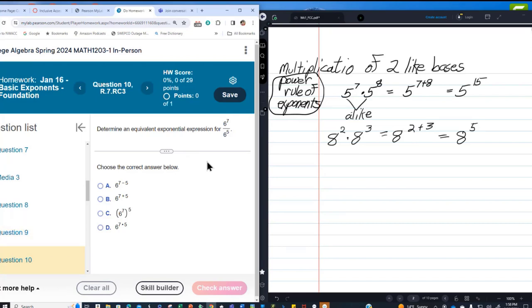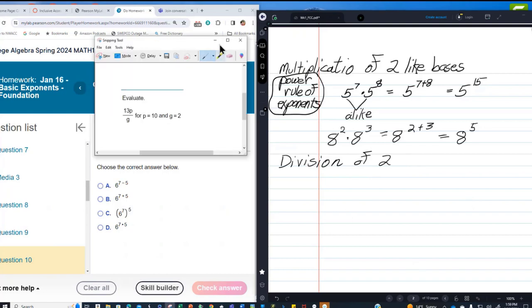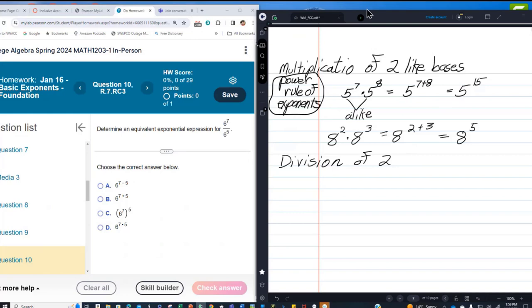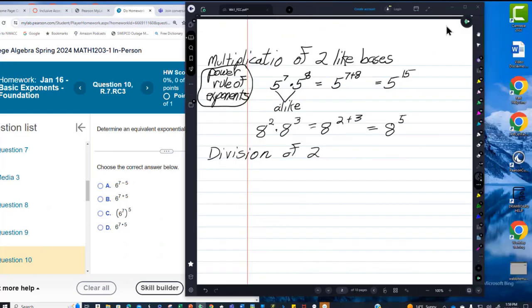And then again, now we have division. Of two, well, I should just say of like bases. It's not my eraser. Here's my eraser. So division of like bases.